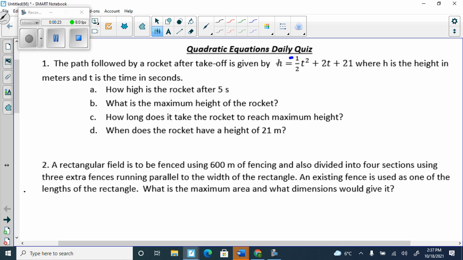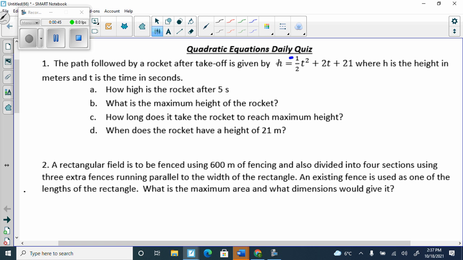When you type it in, you cannot see the maximum if you're on a standard window. We agree? So you have to go to your window and make your X or your Y max bigger. I made mine 30, and then I could see it. Okay?